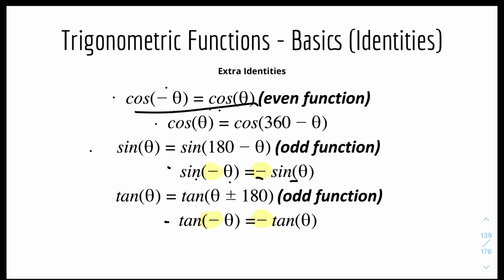Then we have some angles right here. Cos theta will be equal to cos(360 minus theta), and sine theta will be equal to sine(180 minus theta), and tan theta will be equal to tan(theta plus or minus 180), which will come in handy when we're going to solve some equations and some expressions.